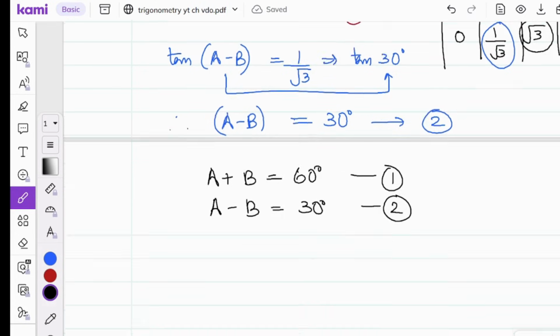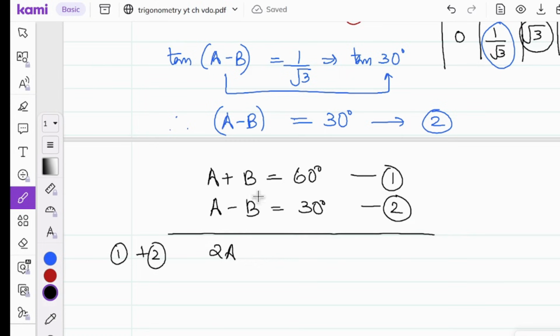So what can I do here? If I am adding these two equations, 1 plus 2, what I will get? 2a, this b and b will get cancelled. I will get 2a equal to 90 degree. Therefore, a equal to how much? 90 divided by 2, which is equal to 45 degrees. So I got my a as 45.